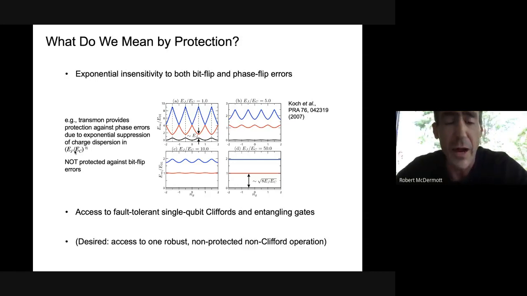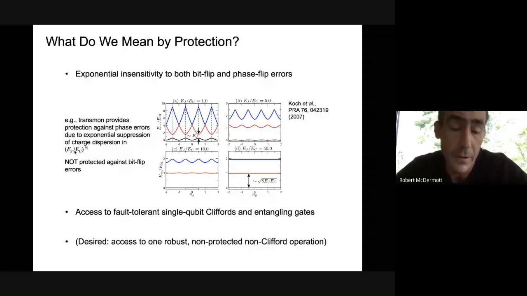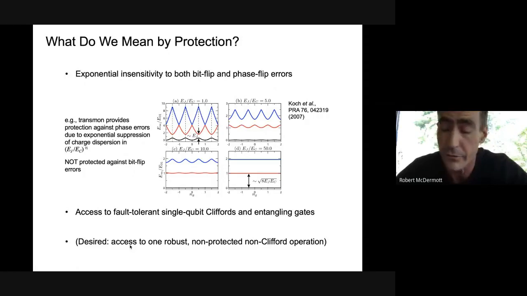Of course, it's desirable to have access to an additional non-Clifford operation. It's essential to have access to a non-Clifford operation in order to achieve universal quantum computing. And we would like for that non-Clifford gate to be robust, although as far as we know now, it's not possible to achieve a fully protected non-Clifford operation. So the 0 pi does provide access to this robust non-Clifford operation, but I'm not going to say anything about that in this presentation.